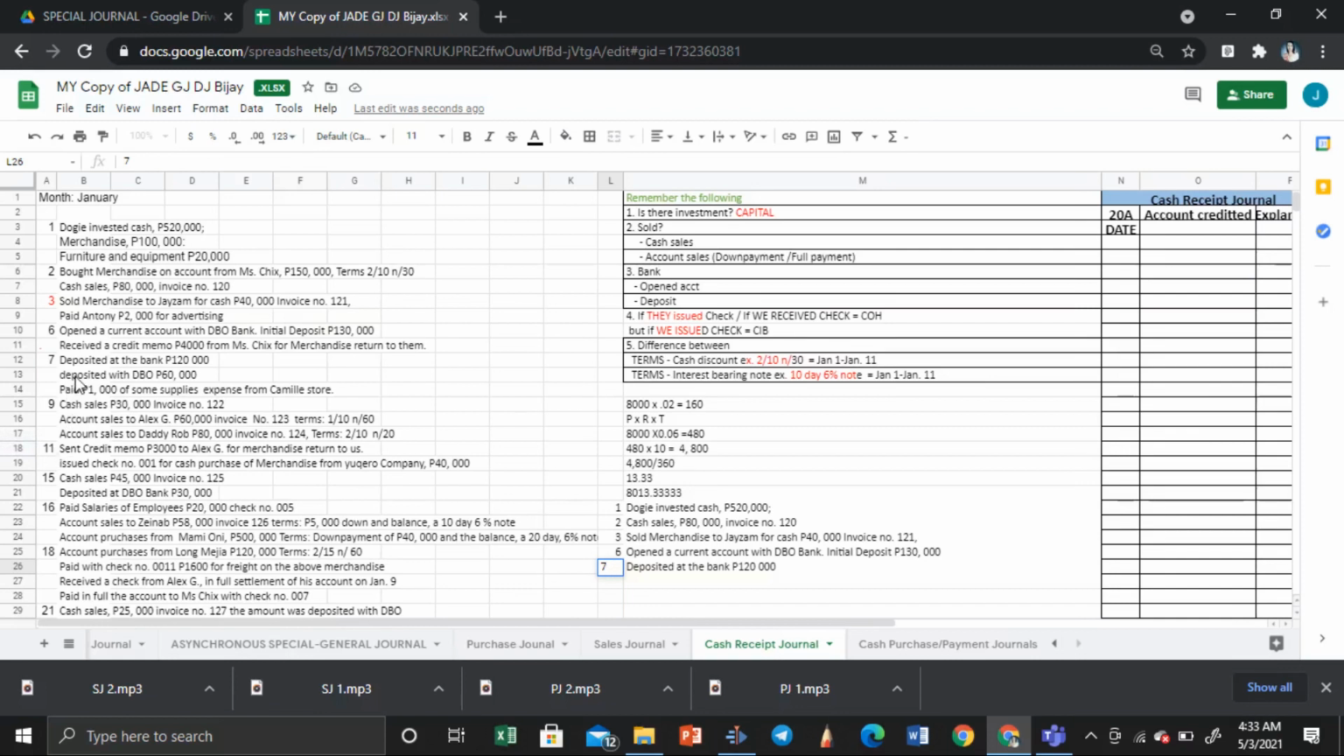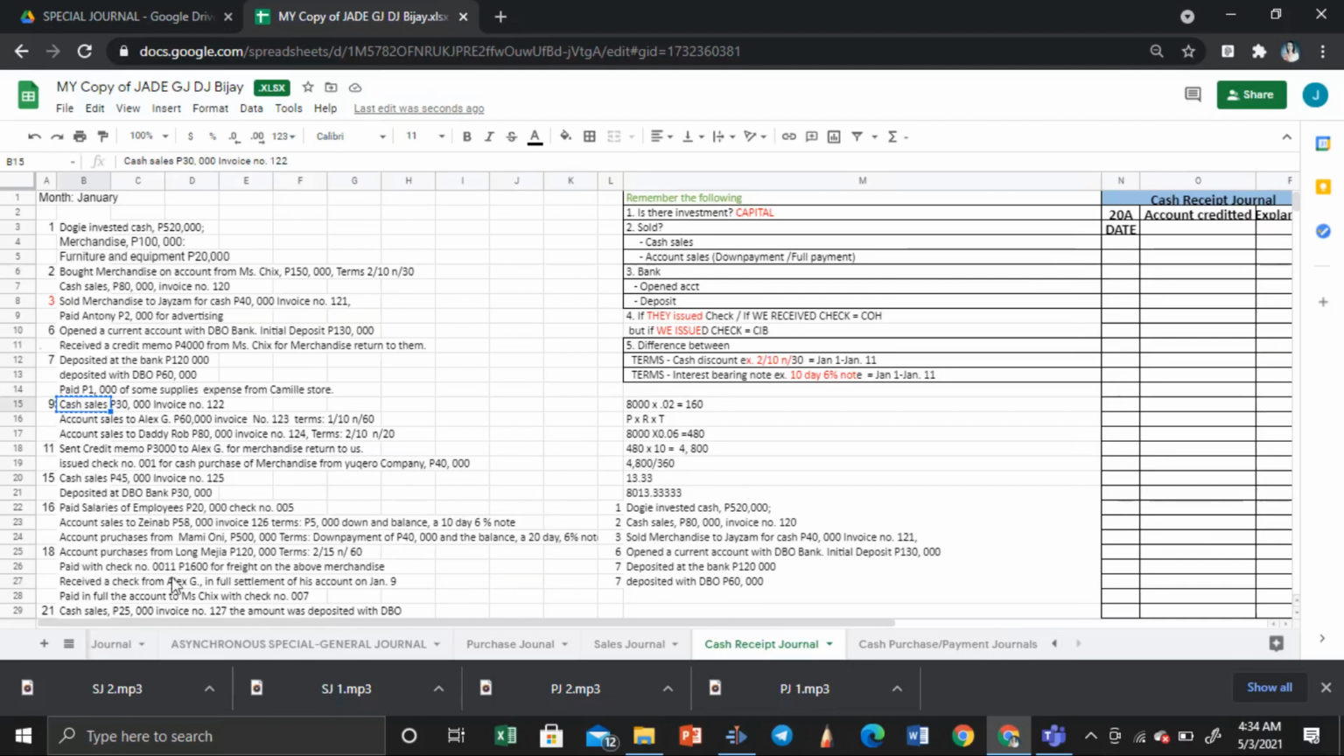Meron pa ba tayong mga nakakalimutan? Okay, let's move on. Deposited with DBO 60,000. Copy din natin yan. Deposit yan eh. O yung mga clue na terms mo, no? Yung mga word na deposit, open, investment, ayan. So, cash sales, on account, down payment, full payment, ayan yung mga dapat mong tandaan. Tapos, paid 1,000 of some supplies expense from Camille Store. Not included, supplies expense po yan.